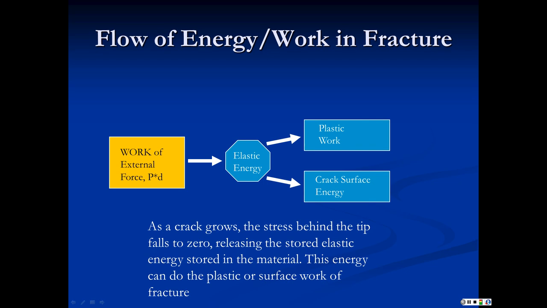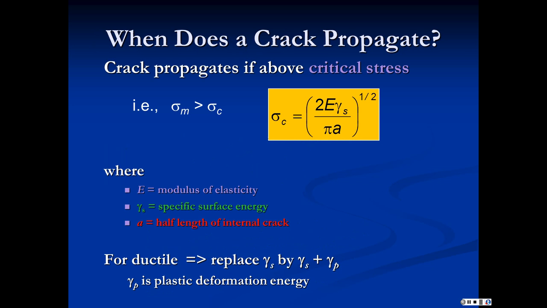Now that work is input as elastic energy. However, that elastic energy may be spent in doing plastic work of fracture, or it may be spent creating the surface energy that's needed for a crack to form. So the key here is the external work has to be great enough to put enough elastic energy into the part to do the work of fracture in the plastic deformation regime and to create the surface area that's needed. And if we don't do enough external work, then we don't get this work done and a crack does not grow. So when does a crack propagate?